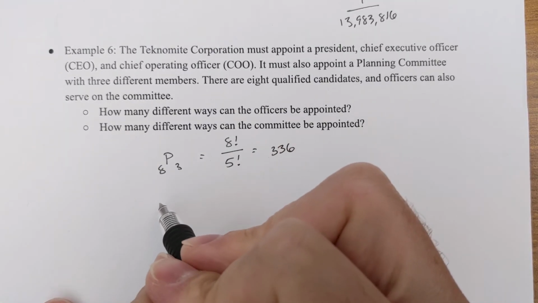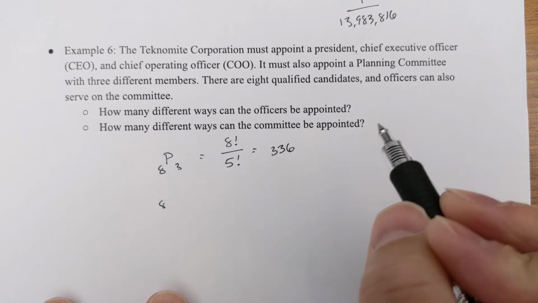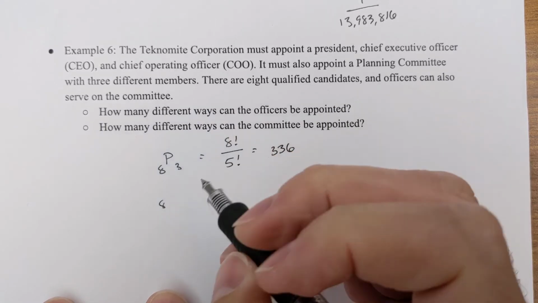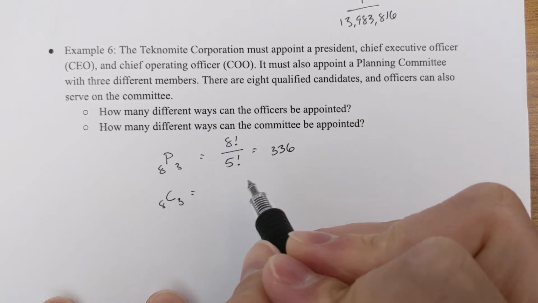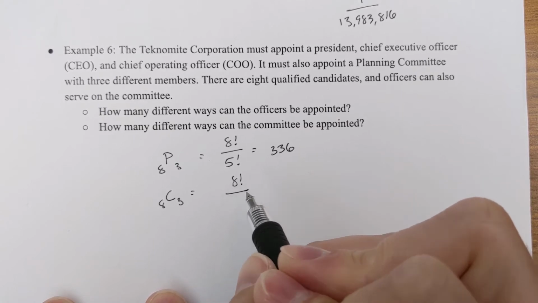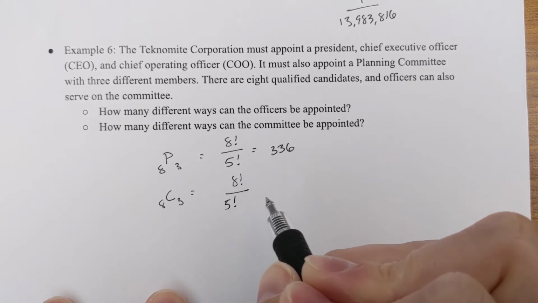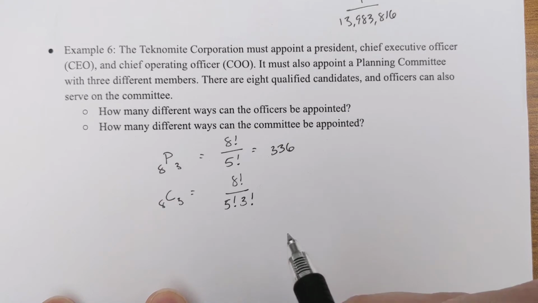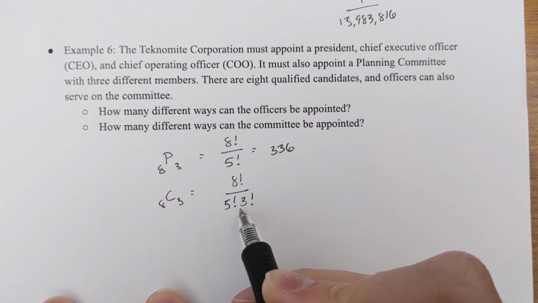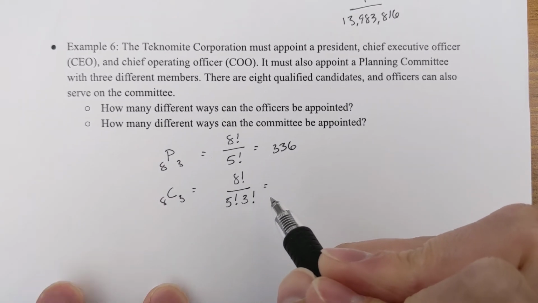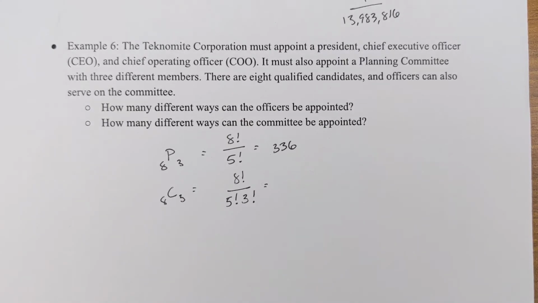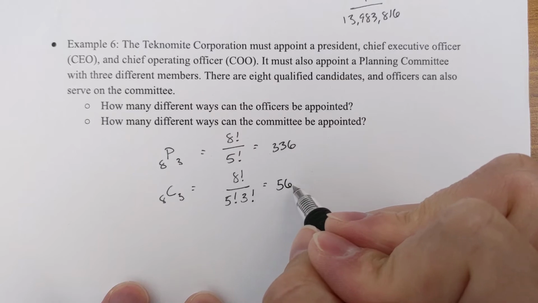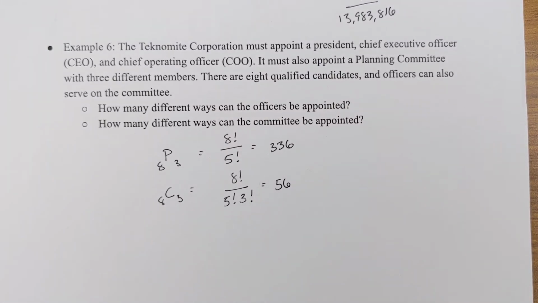For the committee, order doesn't matter, because you just need 3 different members, so that's a combination. So combinations are the total on top. On the bottom you have the difference and the number you are selecting. So on a combination, these 2 numbers should always add up to that number. So to get from our previous answer, do one extra division step. So there are 56 different ways to select.